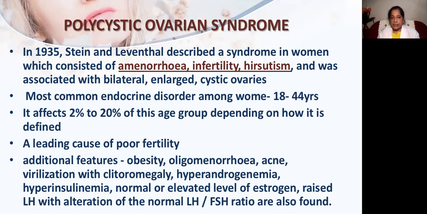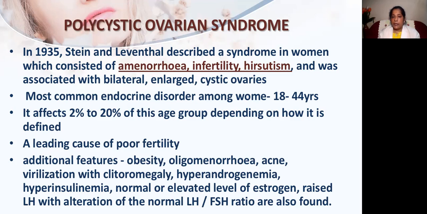Now, the three features for the definition are menstrual irregularities, hyperandrogenism, and presence of polycystic ovaries on ultrasound scan. When all these three features are present in young adolescent girls, then only it is labeled as polycystic ovarian syndrome. Otherwise, for women above the age of 20, two out of these three features need to be present. It is one of the leading causes of poor fertility.